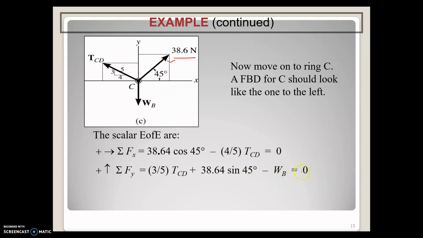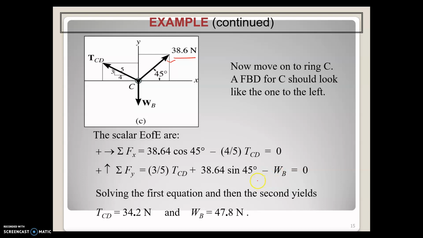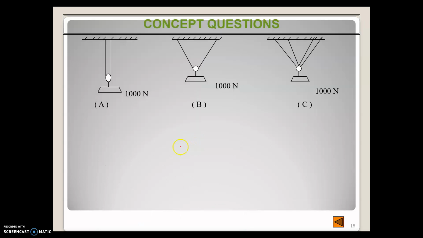You don't know the value of weight B, right? So we can determine the unknown from this equation of equilibrium. Then you solve the first equation and then the second. You get TCD, 34.2. And also you got the weight B, which is 47.8 Newton. Then, settled.